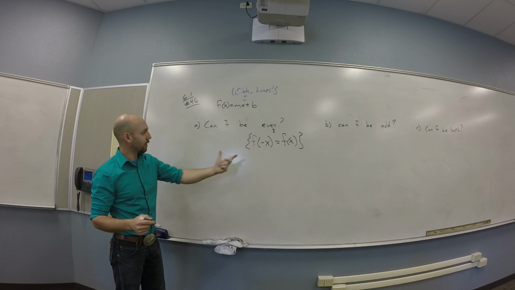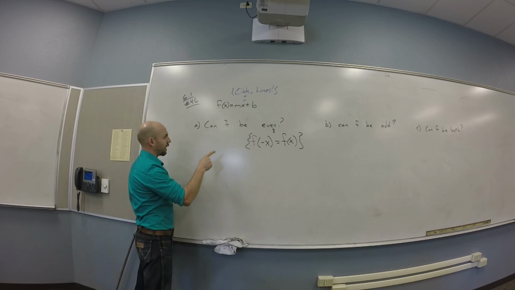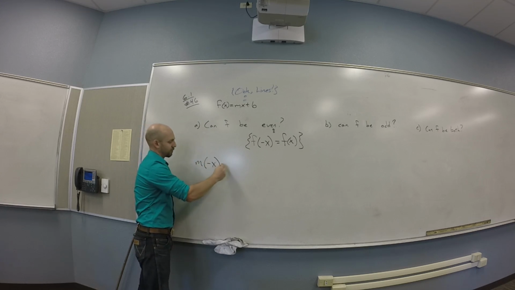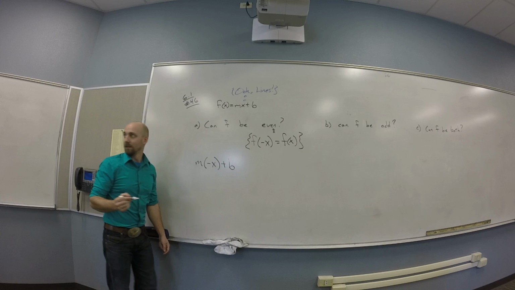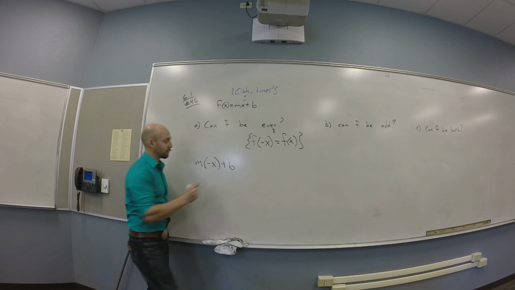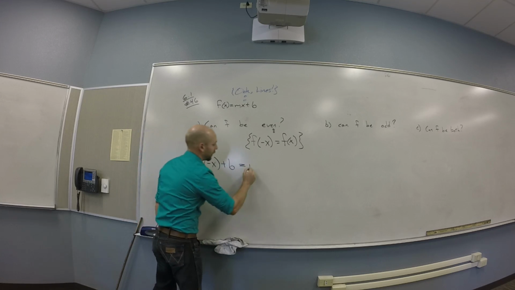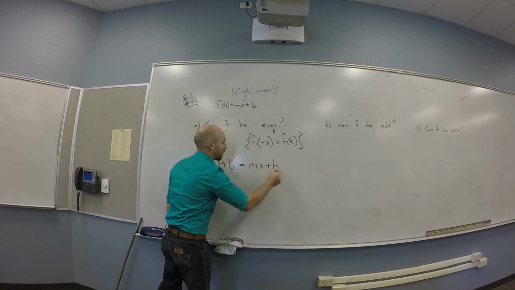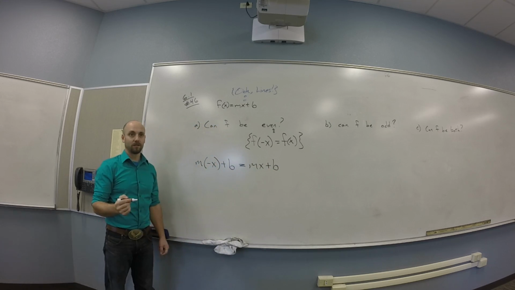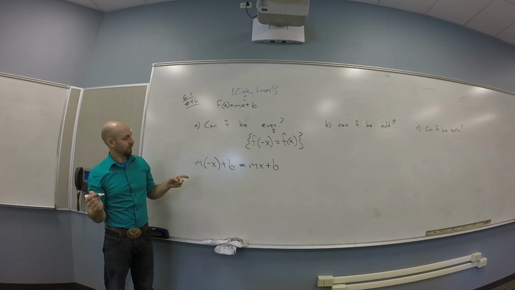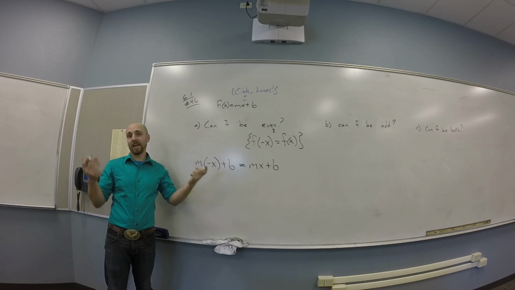Okay, so if I write that equation down, I get f of minus x is m times minus x plus b, right? And that's supposed to be equal to f of x, which is mx plus b. You guys see that? Just straight up substitution. Then what? Well, solve this, I guess.